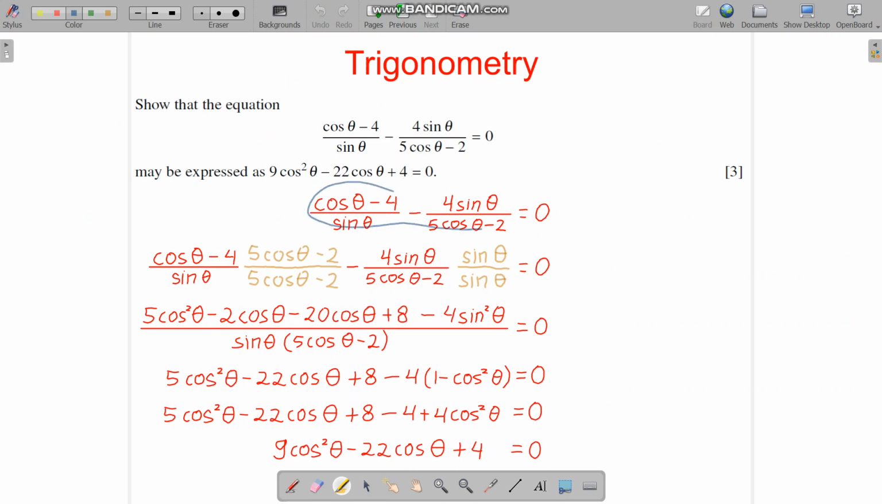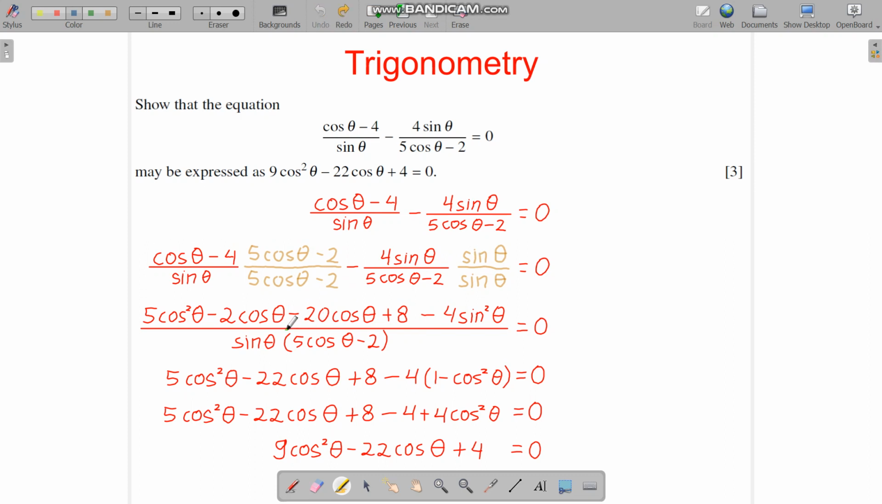Next example, we have this same concept. We want to add fractions. We multiply this fraction with this denominator over the denominator, so this over this, and for this fraction we multiply by this denominator, sine over sine. And after multiplying, we get 5 cos squared minus 2 cos minus 20 cos plus 8. And when we multiply this, we get minus 4 sine squared.